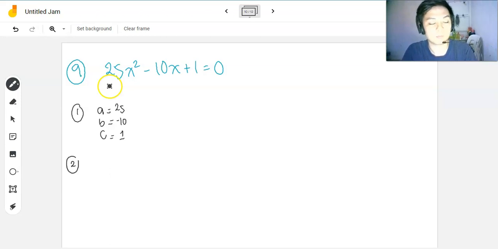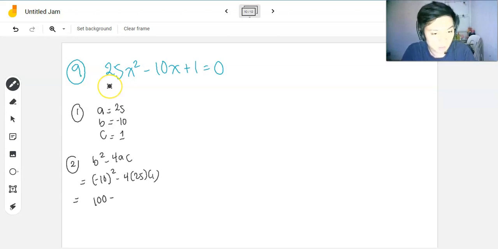Step 2, compute for the discriminant's value. B squared minus 4AC must be equal to the square of -10 decreased by the product of 4, 25, and 1. So this is equal to 100 minus 4 times 25 is 100 times 1, so 100. And 100 minus 100 is just 0.